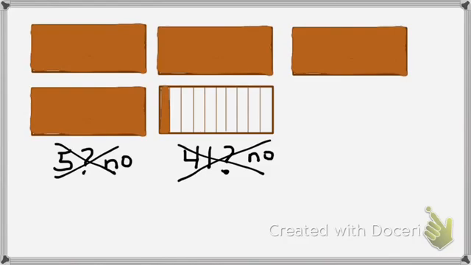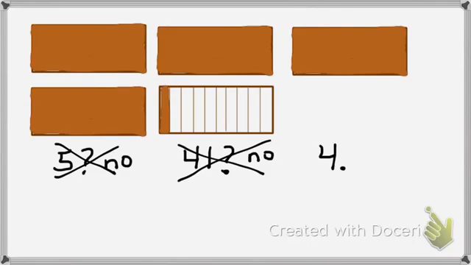Well, I know that I have 4 whole Hershey bars, so I'll write down my 4. I also know that that last Hershey bar, I have less than 1. I only have a little bit of it. And I know when I have less than 1, I have to show that to the right of the decimal. So I put my decimal next to the 4.